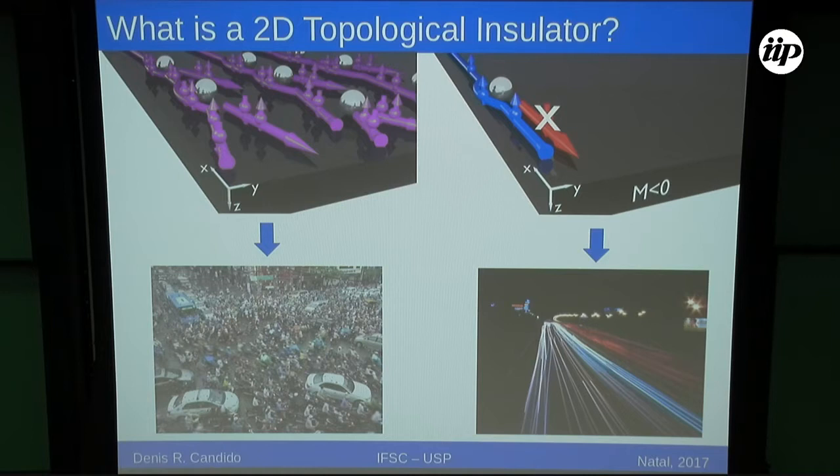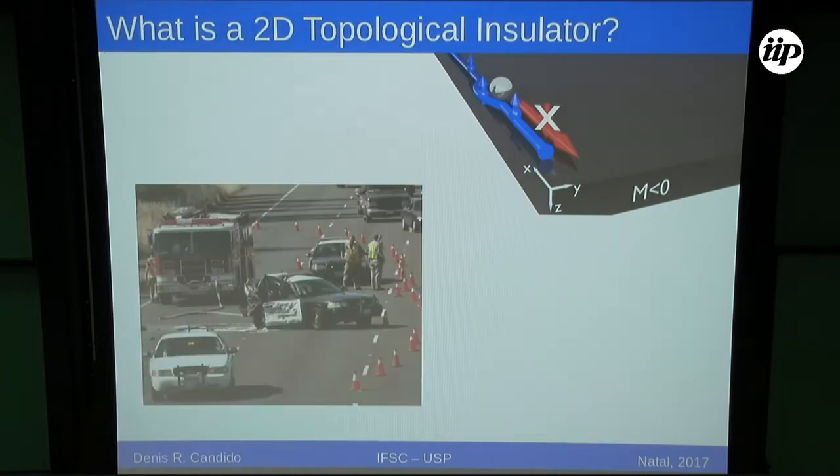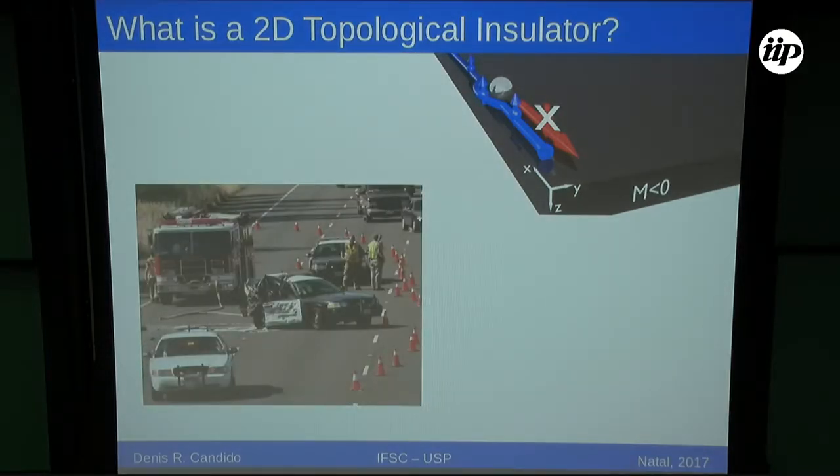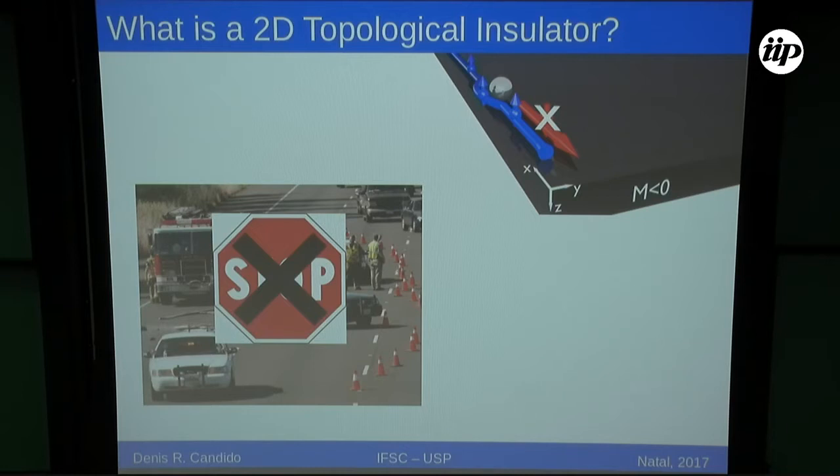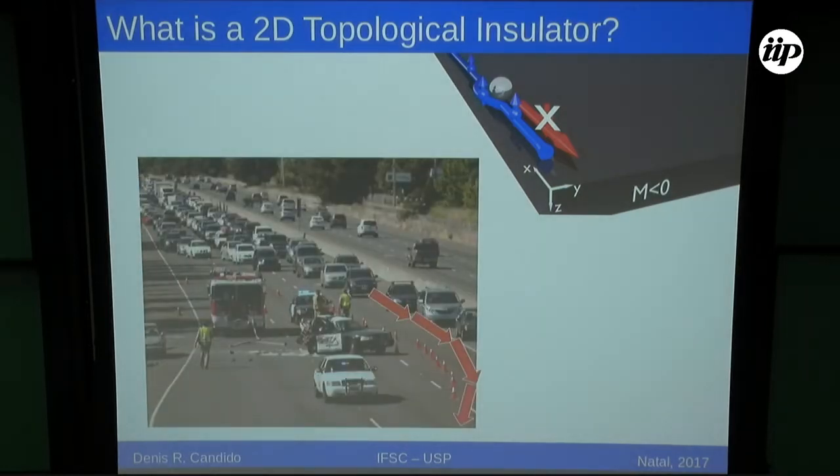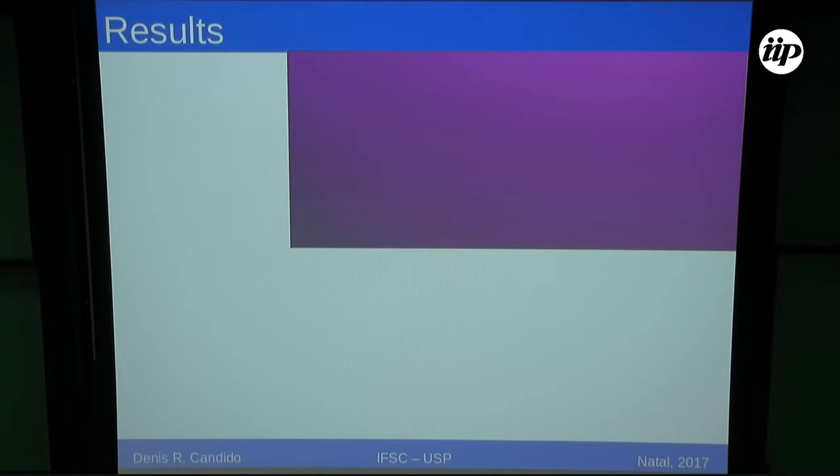And sure, here the right side can have it spin up, and the left side can have it spin down. However, there's an additional point in this analogy: an electron in a topological insulator never stops, it just goes through. So now I show my results.